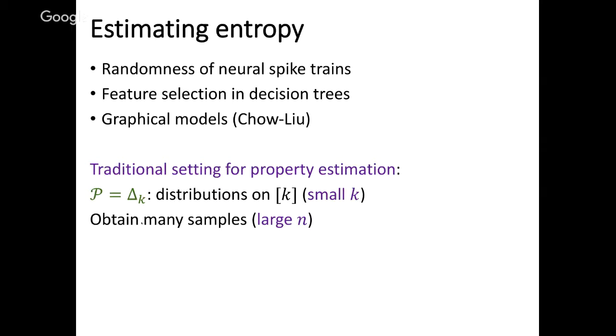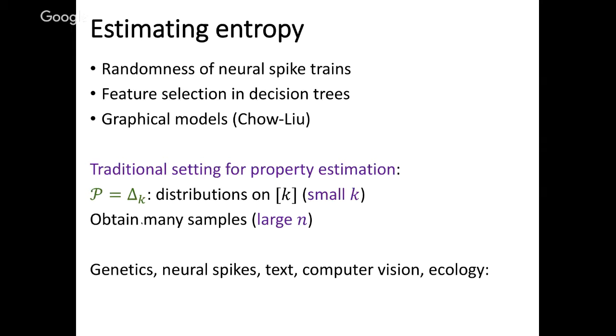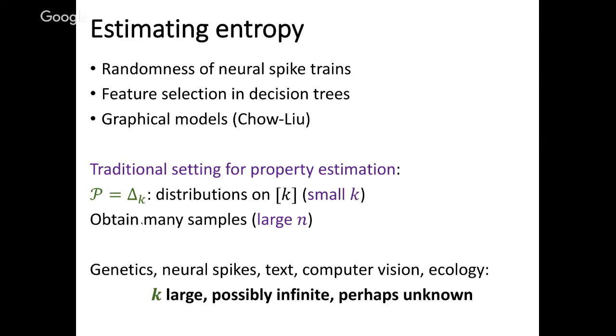But what happens with modern applications or the big data setting, for example in applications like genetics, neural spikes, or even text, computer vision, and ecology, is that the domain size k of the distributions could be over a really large set of elements. So k could be large, possibly infinite, or even unknown, as we are going to see in the next few slides. So the question is, how do we solve the problems in the setting where the domain size could be really large?